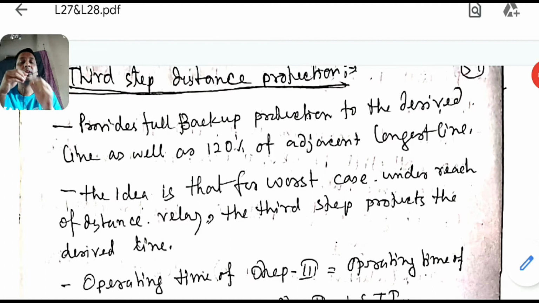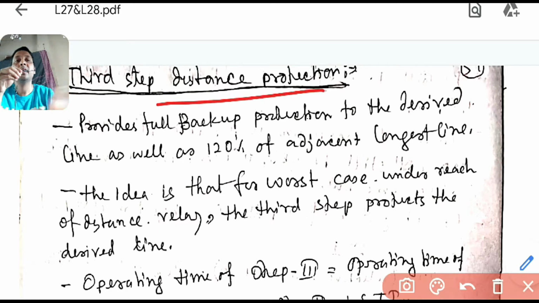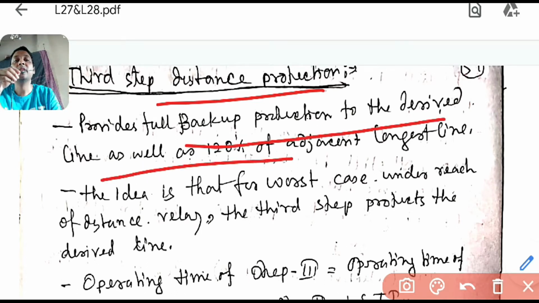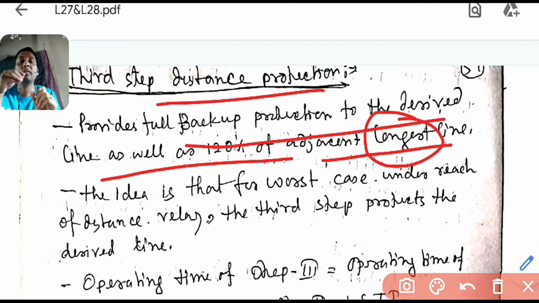Okay students, let's welcome to lecture 28 of this series. So here in the third step, DC protection, up to now we have seen the first step and second step. First step was 80 to 90 percent, second step was 100 plus 50, that is 100% of the original line plus 50% of the next line, and it is full backup for the desired line as well as 120% of the next longest line. That means you see here longest line, earlier was shortest line. You take care of all these points.